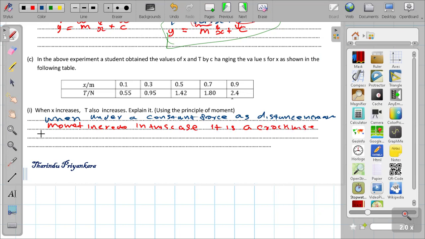To gain what? Equilibrium, it has to apply a counter-clockwise moment. So T increases.